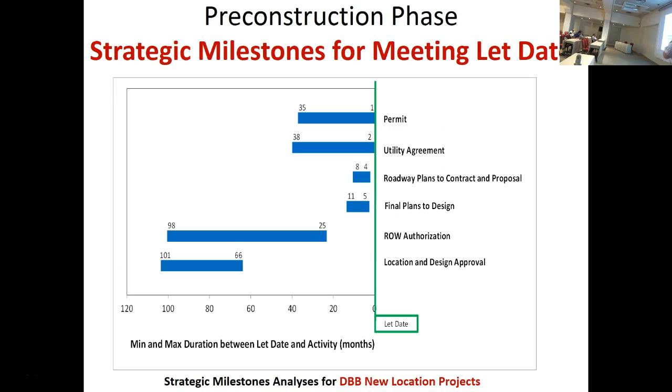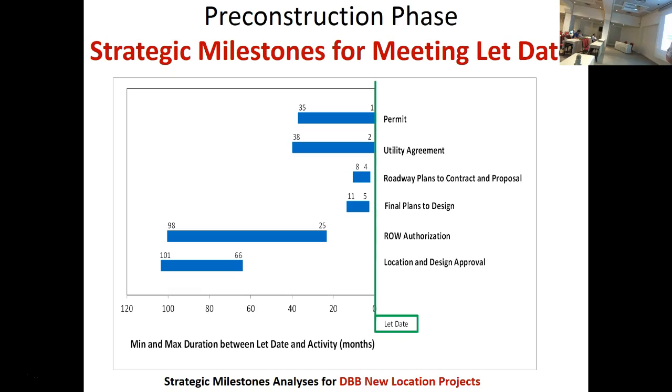Okay, so this slide right here is really interesting. We put together essentially what we call strategic milestones for meeting the let date. So we looked at a number of DOT projects and looked at when the project actually was let. Okay, when was it let? And then we're looking at what I'll call interim milestone dates. Okay, so the key milestone is we want to make the let date, right? So there's a lot of interim milestones that you need to meet before you're going to meet that key milestone, right? And so we identify these various activities here as interim milestone activities.